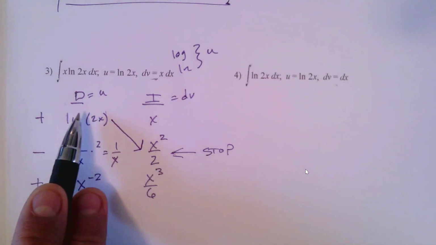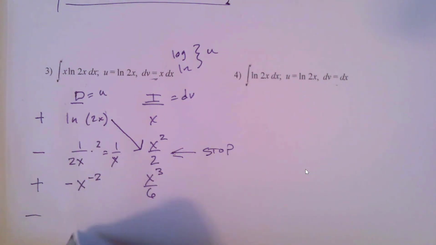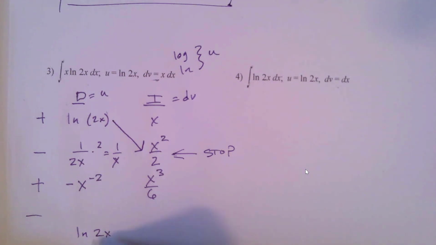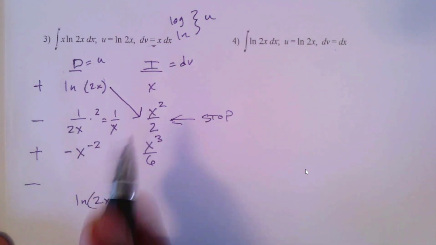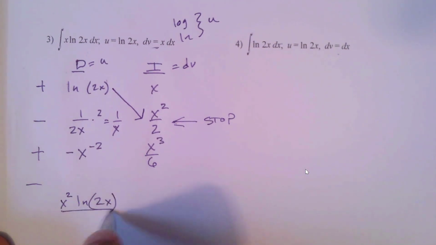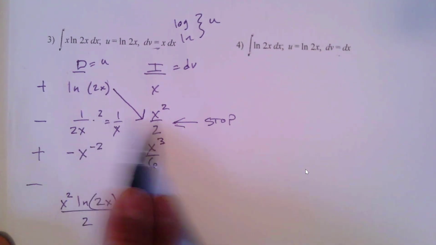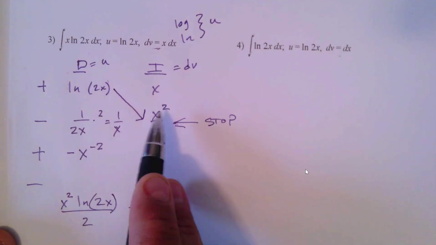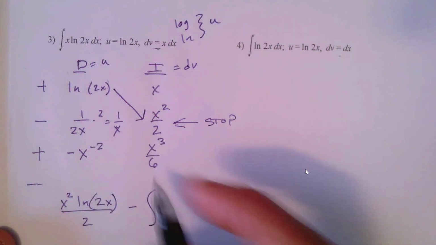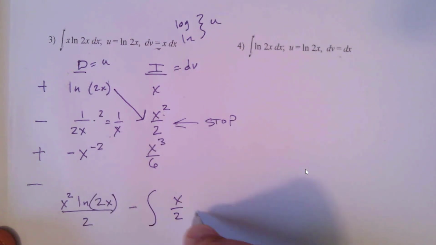This is going to be basically the u times v, and that's going to be natural log of 2x. Now I'm writing my answer. And that's going to get multiplied by x squared over 2, which we're going to put out in front. So there's the uv part, u times v. And then this represents the integral that we still need to do. So now we're going to subtract off the integral, multiply this out. x squared over x is just x over 2 dx.